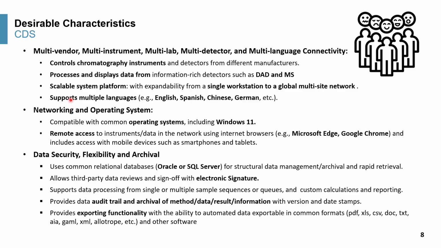The system should be scalable from a single workstation to a global multi-site network. Also, networking and operating system compatibility with different operating systems, including Windows and Unix, and also providing remote access from a remote location such as home, using a browser such as Microsoft Edge or Google Chrome, and including data access using a mobile device such as smartphones and tablets.